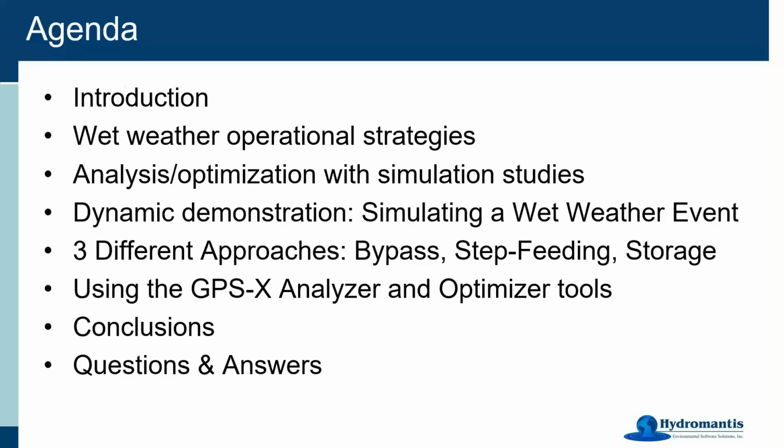We're going to run some wet weather events through a particular plant that we're going to study today. And we're going to look at how to analyze three different options for dealing with that high flow. One, bypassing the activated sludge portion of the plant; two, step feeding the plug flow part of the activated sludge tank; and three, doing some storage of the storm surge and then feeding that back into the system later on. At the end of the webinar, I'm going to talk about how we can use the GPSX sensitivity analyzer and process optimizer tools to tackle that and really dig into the details about what would be the best way to do this.